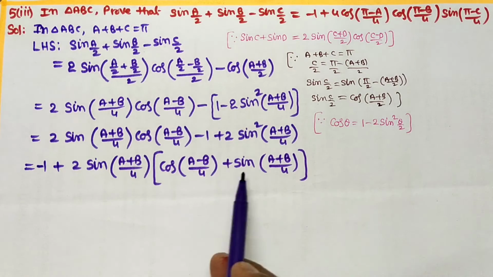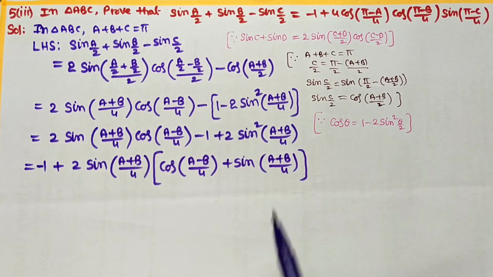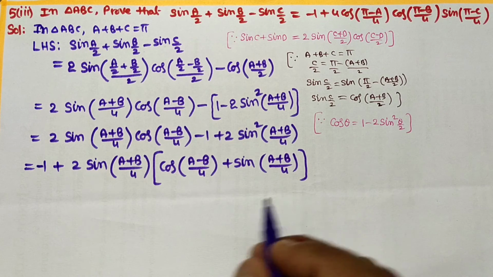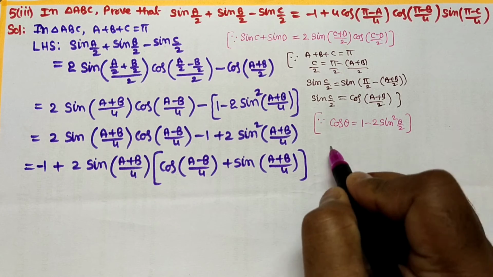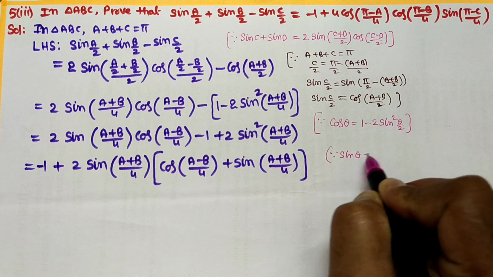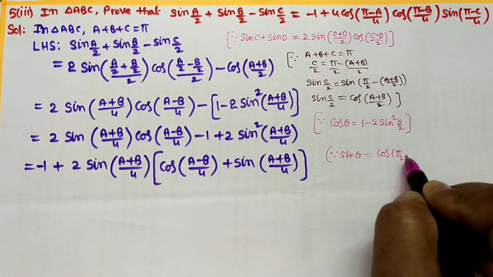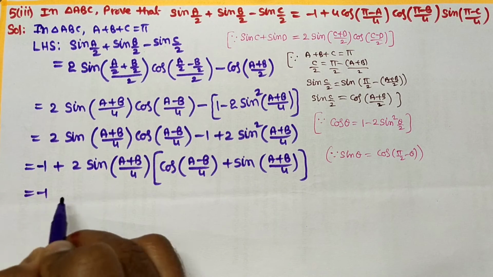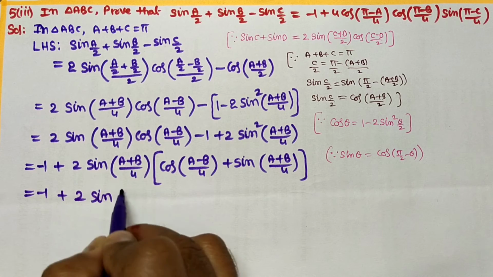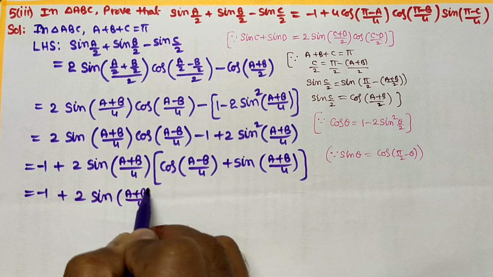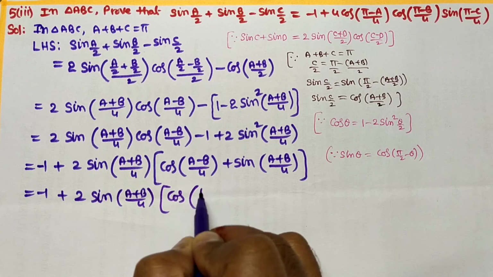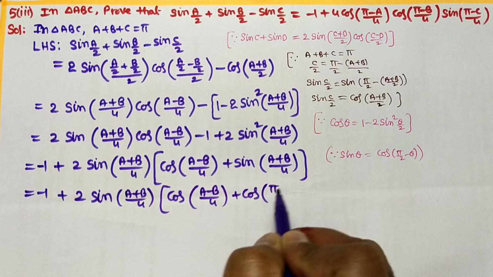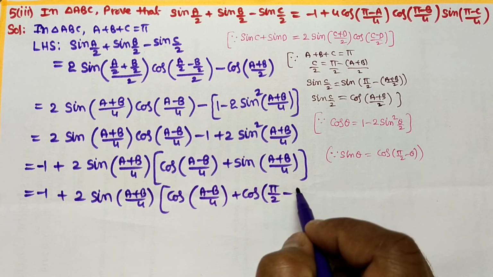Here, to apply the transformations, we need to convert both angles into the same form. So here sine can be written as cos. So sine theta equal to cos of (pi by 2 minus theta) we can write. So this can be written as minus 1 plus 2 sin (A plus B)/4 into cos of (A minus B)/4 plus cos of (pi by 2 minus (A plus B)/4).